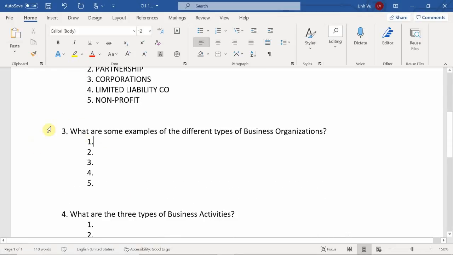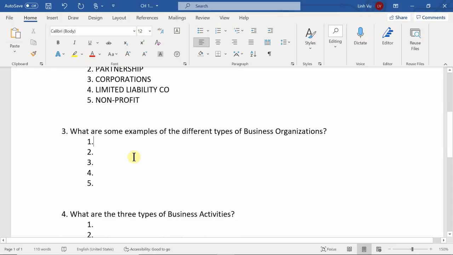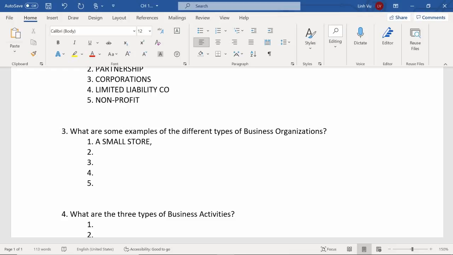Okay. All right. Now, let's go ahead and give some examples of each type of business organization. Can you give me any example of a sole proprietorship? A store. Yeah, a small store, right? A small store, okay? Good. Okay, it could be a family-owned restaurant. Mm-hmm. No worries.